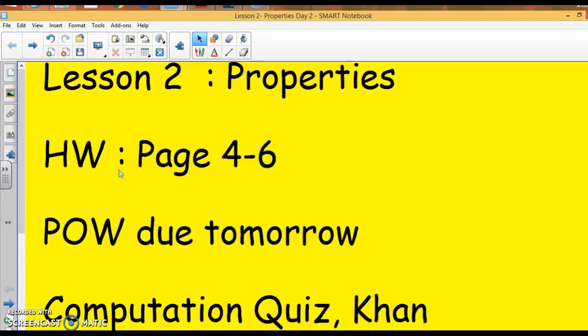All right, the lesson that we're going to talk about today is Unit 2 for Pre-Algebra, Lesson 2. This is properties. It's the second day of the lesson. The homework is pages 4 and 6.